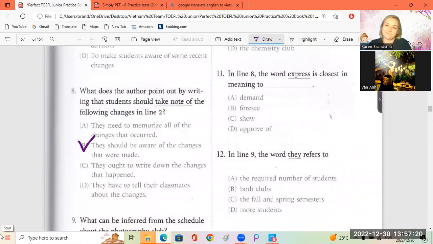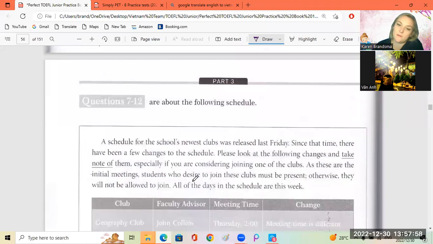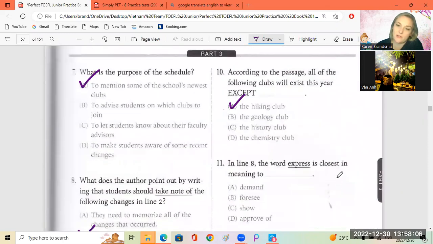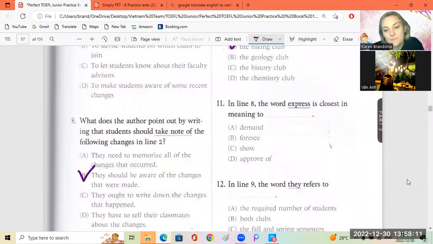Number 11. You want me to go up? The word express is closest in meaning to. B. Let me just check quickly. If more students express an interest in them next year. Okay, so if they show an interest. I think we see. Yes, good.